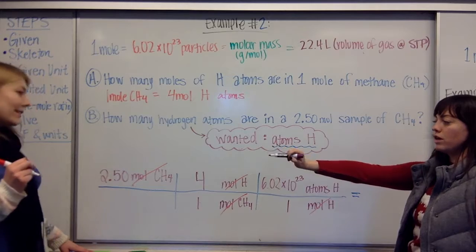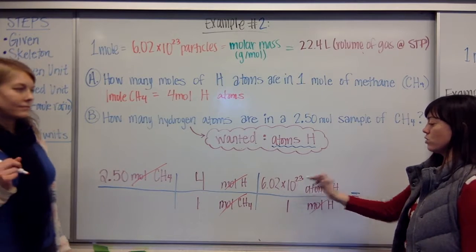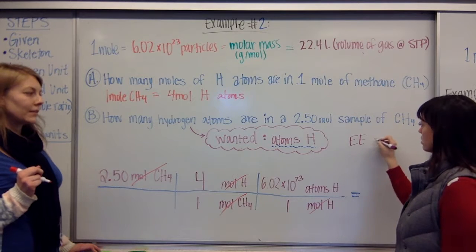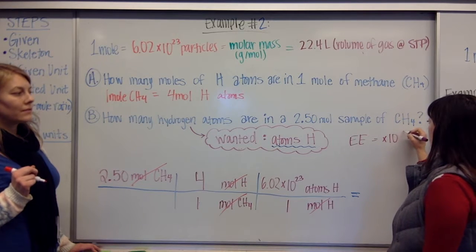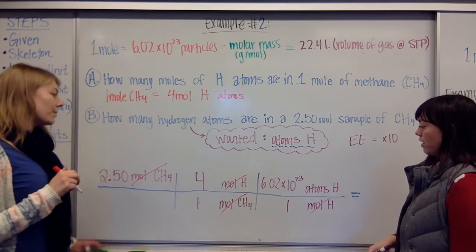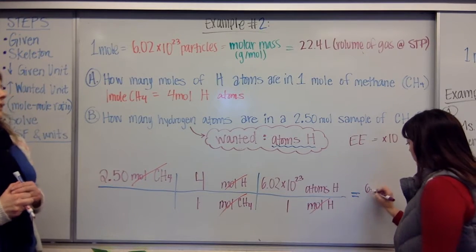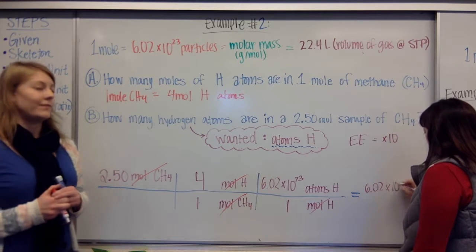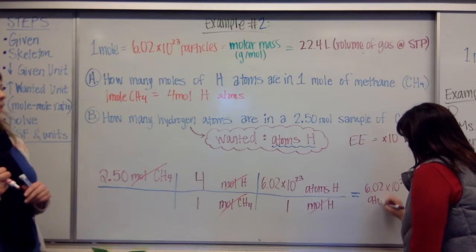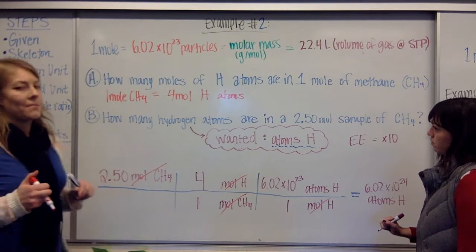Our answer then, when we do the math, we're going to multiply 2.5 times 4 times, remember your parentheses, 6.02 times 10 to the 23rd. And you want to remember that EE button for this, which equals times 10 to the something. And we'll go over that in class with you if you need. But when you multiply across the top, divide by the ones on the bottom, you get 6.02 times 10 to the 24th atoms of hydrogen. All right, so that's our final answer. We went from moles of CH4 to atoms of hydrogen.